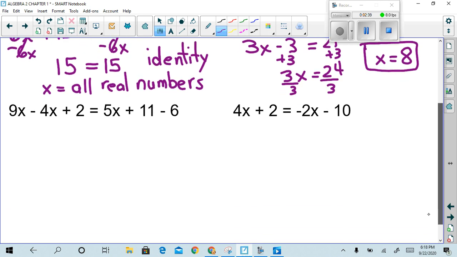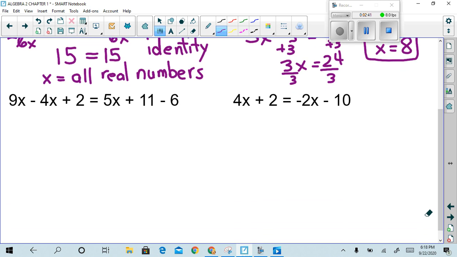On to our next two problems. If you think you've got it, pause and try it, and then check back with me. On the left, we see like terms. Let's combine them. On the right, I see like terms. Those constants can be combined.